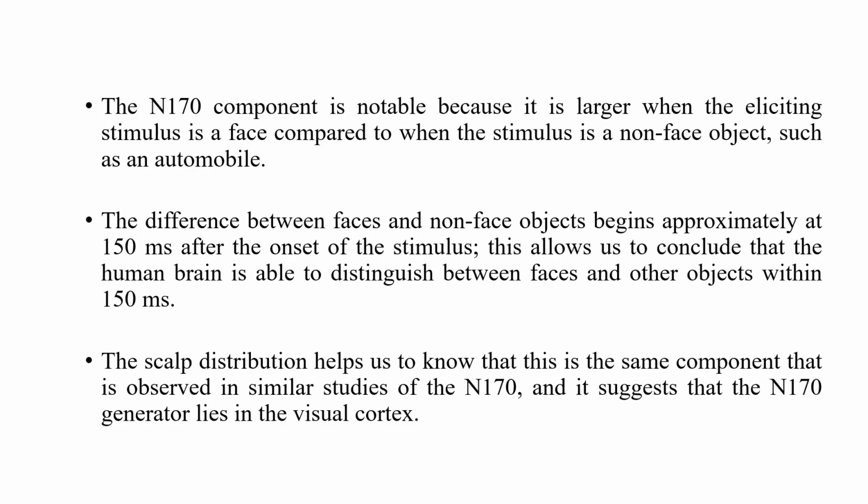The difference between faces and non-face objects starts at around 150 milliseconds after the onset of the stimulus and peaks at around 170 milliseconds and then recedes back, which allows us to conclude that the human brain is able to distinguish between faces and other objects within a very short period of 150 milliseconds. The scalp distribution helps us to know that this is the same component that is observed in other similar studies of the N170, and it suggests that the N170 generator lies somewhere in the back part, in the ventral part of the visual cortex.